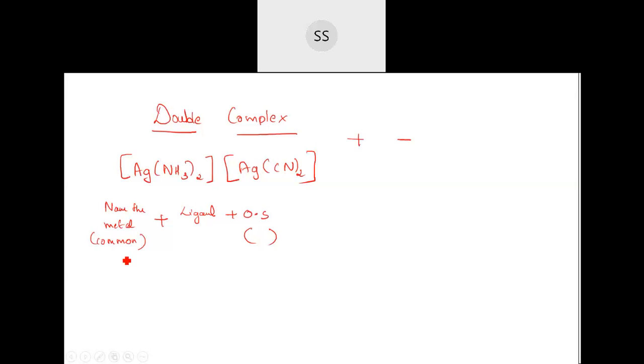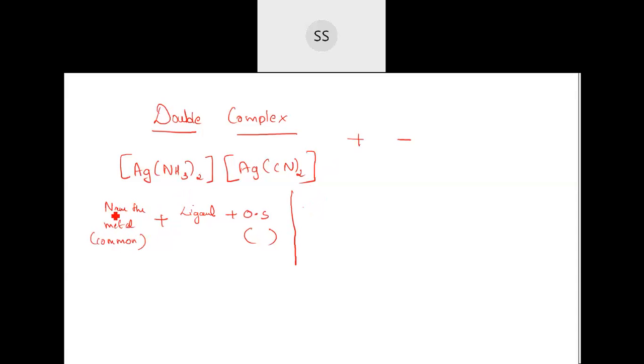After the cation is over, then you will go for the anionic part. So here I gave you a common name because it's positively charged, it's a cationic complex, so that is the reason why it's a common name. Then when you go for the next bracket, that is the next coordination sphere, you will start again with the ligand. Sorry, the name of the ligand should come first.